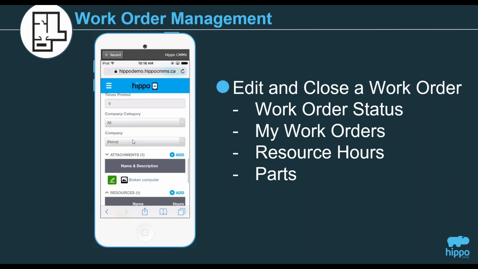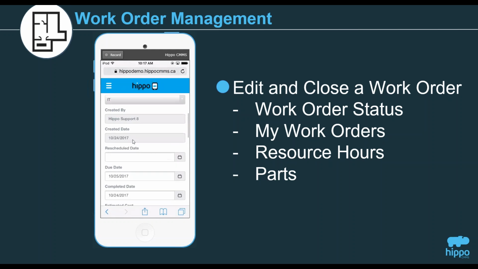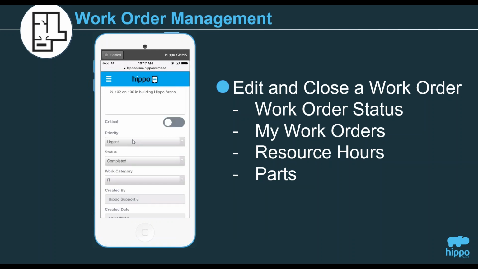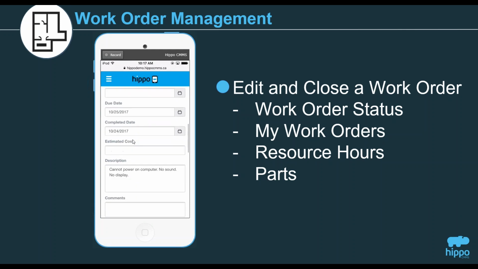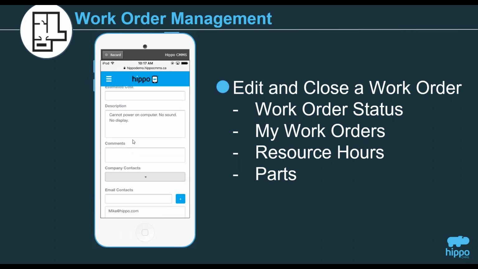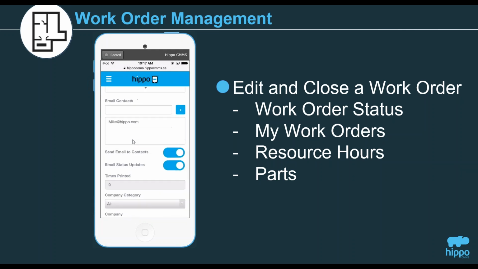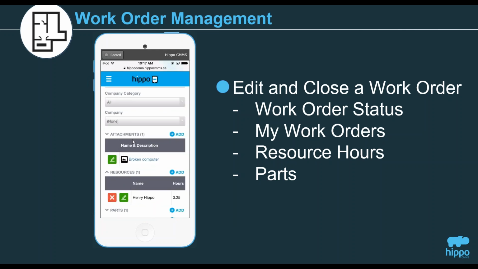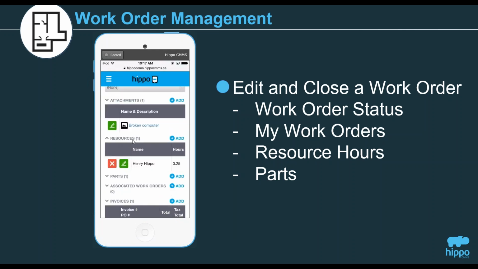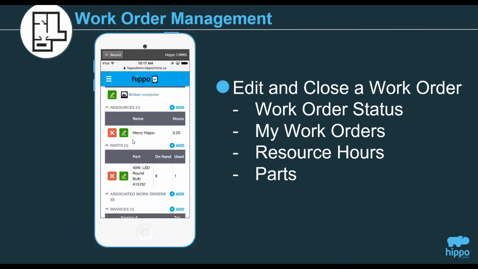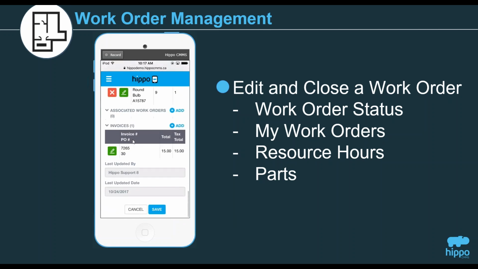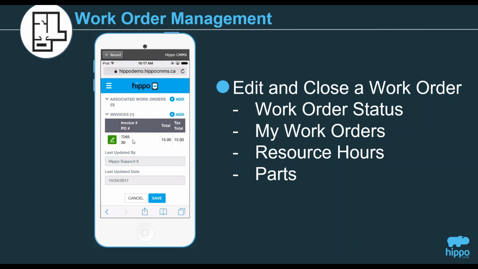All right, great. So just going over this form again, we have our data that was entered originally when the work order was submitted. I've changed the status to complete. There's a description. I could add a comment as well. I've got an additional contact I'm sending this to. I've got a picture of the broken computer. My resource hours are all punched in. Parts used is there as well. And I also have invoice information that's needed. Now, when I click save, this is going to close the work order.